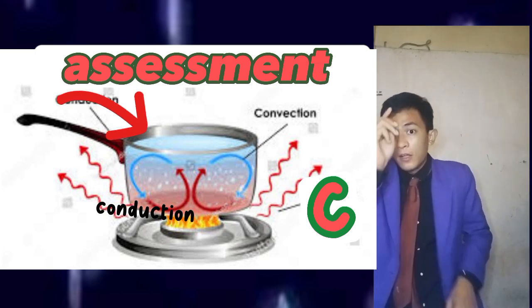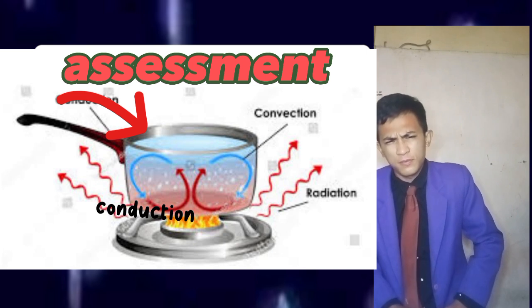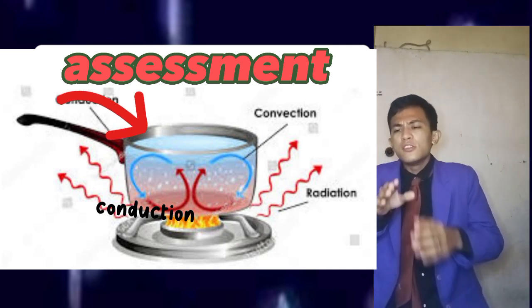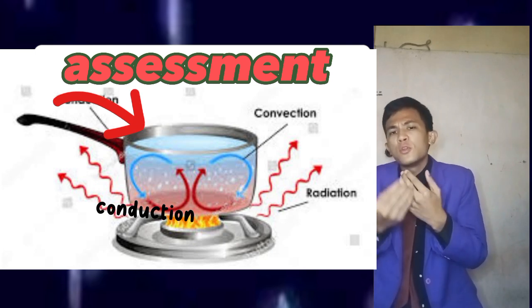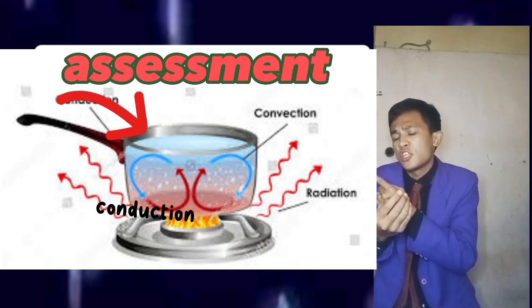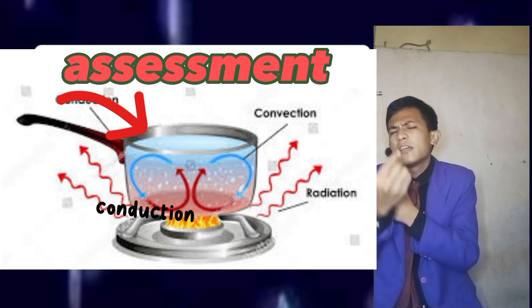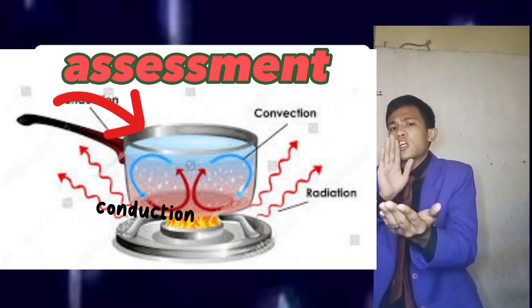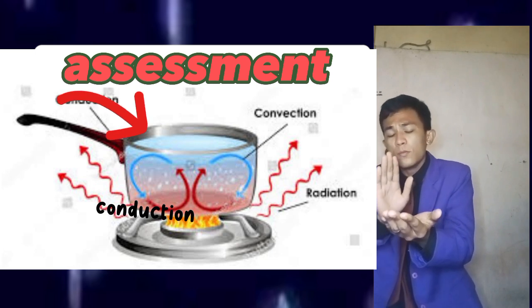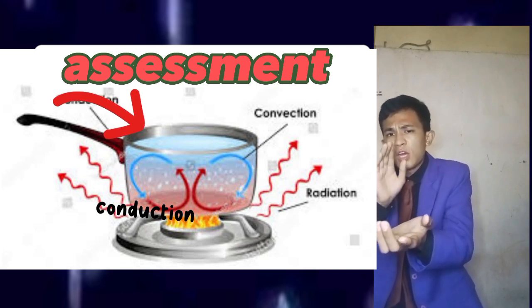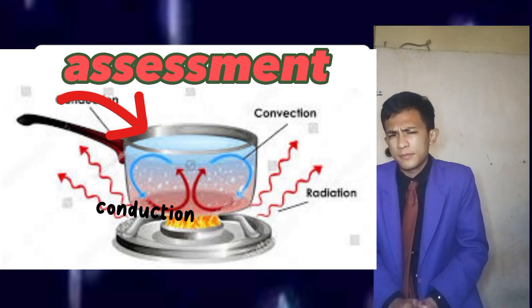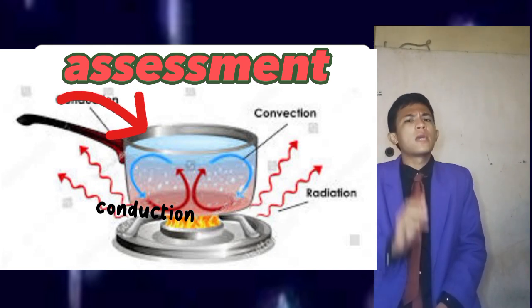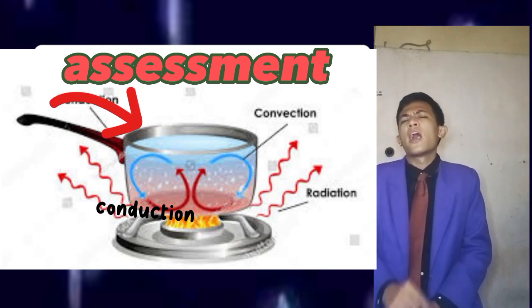Okay? C is radiation. When you are near the stove, or let's just assume you are cooking, you can feel this radiation. That is the heat that you will feel, even if you are just close to the flames without direct contact. Okay, so those are the three types of heat transfer, and we have defined heat.